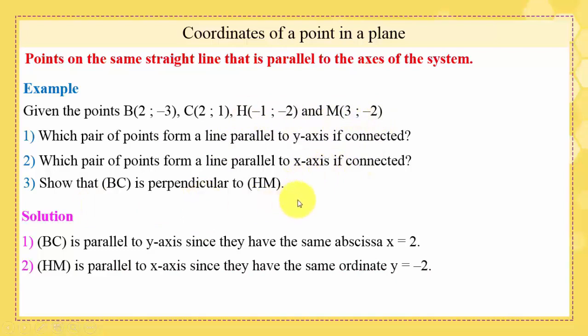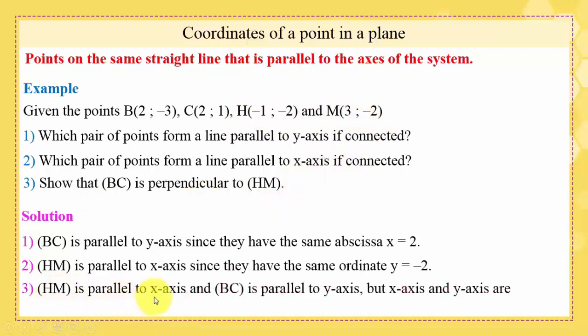Show that BC and HM are perpendicular. HM is parallel to the x-axis and BC is parallel to the y-axis, but the x-axis and y-axis are perpendicular. Then BC and HM are perpendicular.